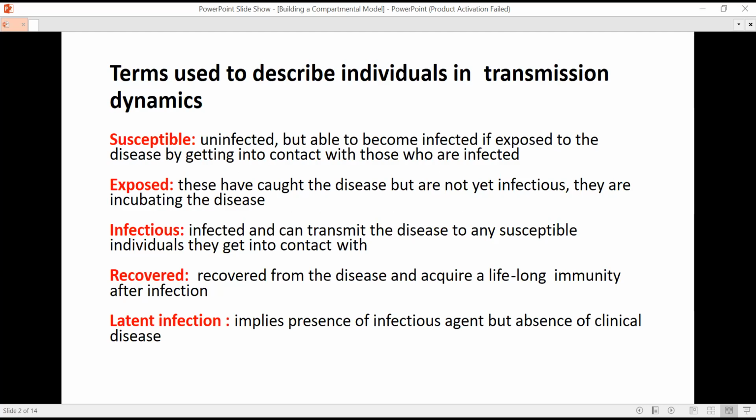And just to start us off, this session is a spin-off from the morning session. So some of these terms and things that we're going to see will be repetitive, but that is good because it emphasizes the importance of some of these key concepts when it comes to mathematical modeling or dynamic modeling of diseases. So what are some of the terms that we use to describe individuals in transmission dynamics? From the morning session, we saw some of the compartmental models that we can have.